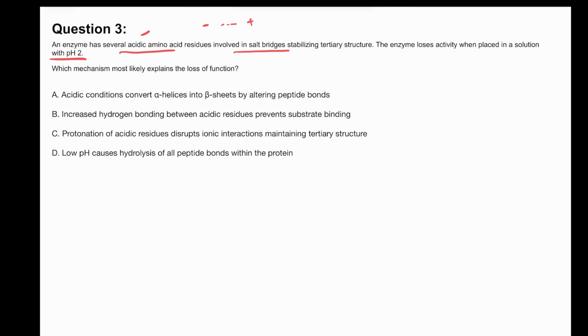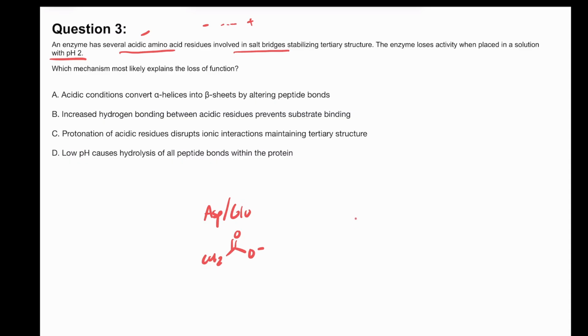Well, let's think about that. We have an amino acid, for example, like aspartate or glutamate, that has a negative charge. Because remember, let's say for aspartate, for example, this is the side chain. And so this OH at physiological pH is going to be a negative charge.